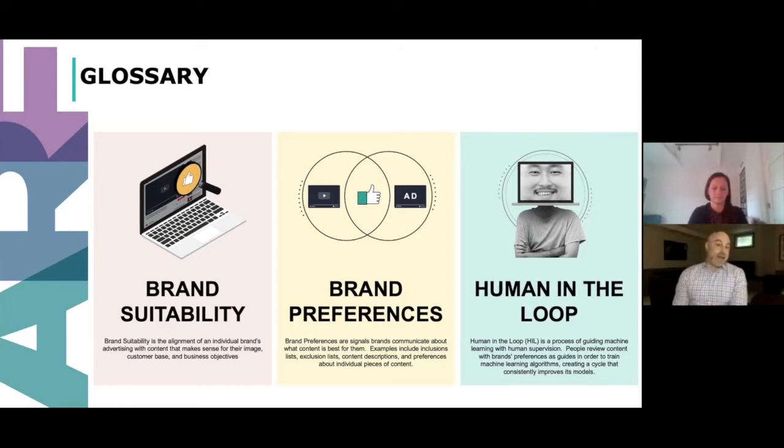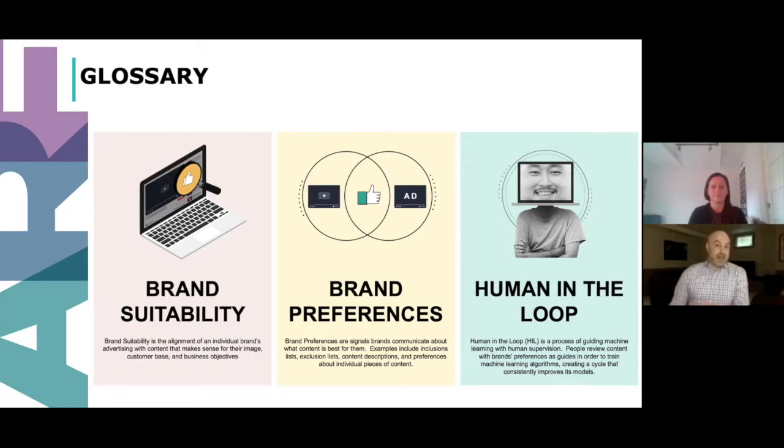To that end, brand preferences, as we refer to them here, is the information a brand uses to define what is suitable for them. It's the signals that are provided that we can use to be able to say, hey, this is the type of content we want to be around. This is what we don't want to be around. This is what we should include. This is what we should exclude.